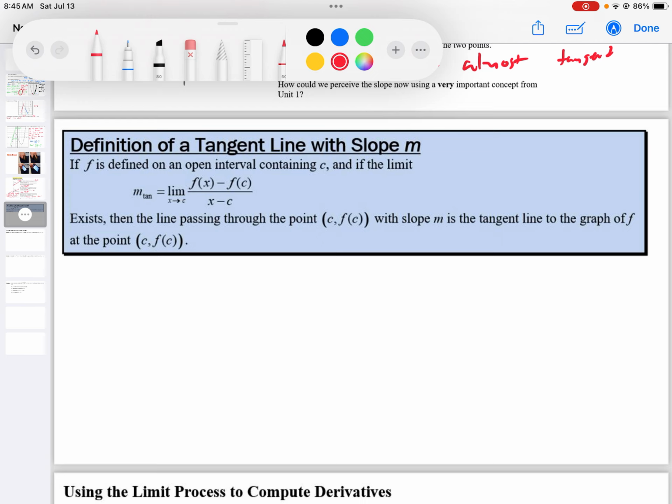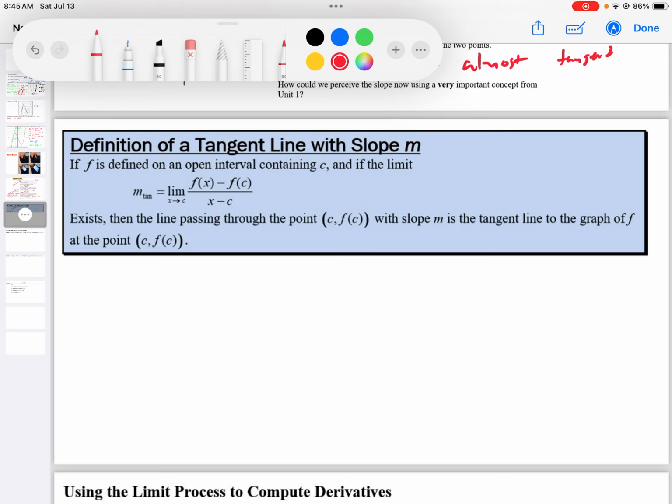All right, so the definition of a tangent line with slope m. So the slope of the tangent line, if f is defined on the open interval containing c, and if the limit of that is, well, what we just said, the limit as x approaches c, and if it exists, then the line passing through the point c, f of c with slope m is the tangent line to the graph of f at that point.